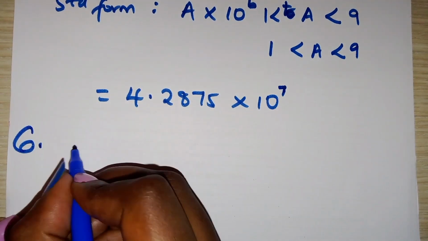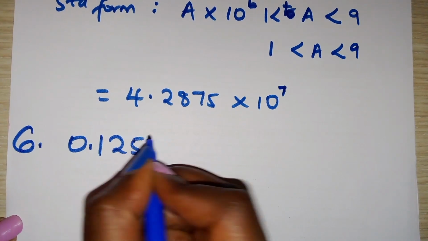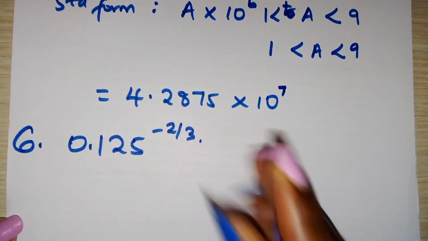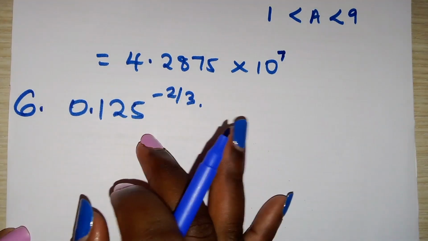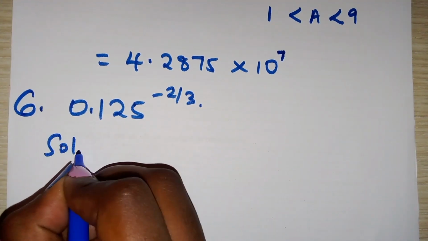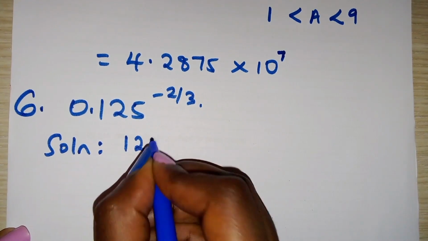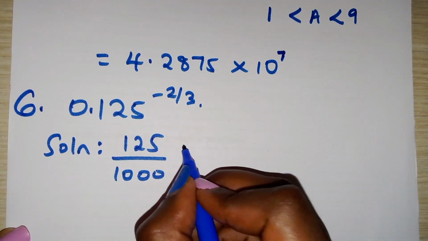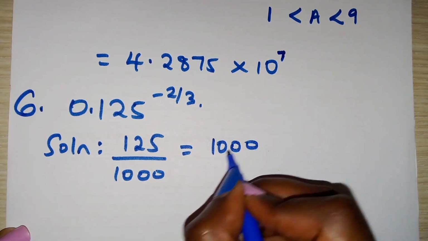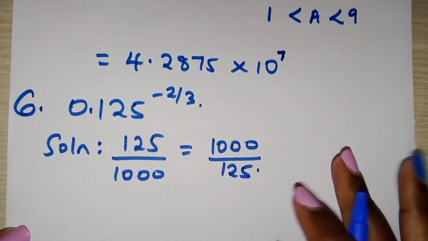Okay, number 6, 0.125 to the power negative 2 over 3. So let's change this one to its reciprocal. 0.125 can be written as 125 out of 1,000, like we change it to a fraction. So the reciprocal of this will be 1,000 over 125.